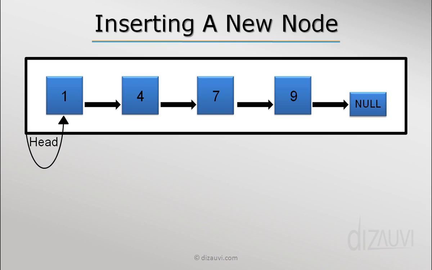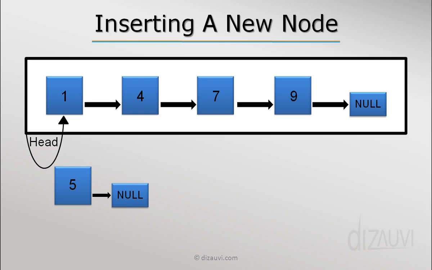Here we have a linked list with a few nodes. We want to add 5 to this linked list. So we create a new node for it. To insert this node at the head of the linked list, we need to connect the next node reference of the new node to the existing head element of the linked list, and then make the head of the linked list point to the new node.